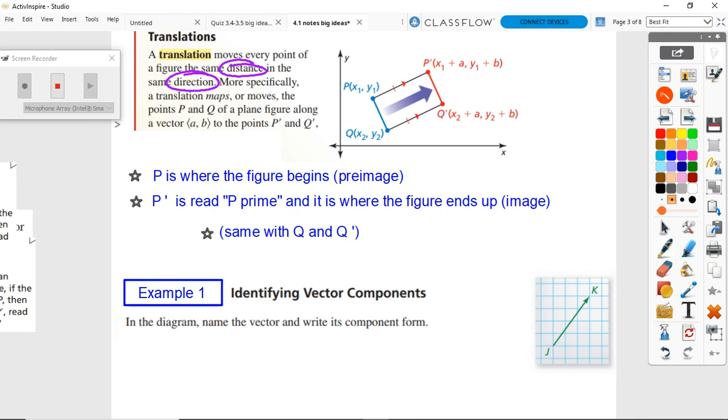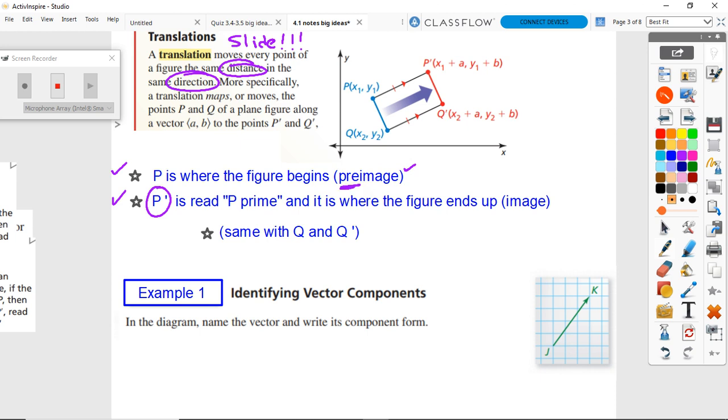And a translation we think of as a slide to the left, or slide to the right. And I added some notes in here that actually weren't in our textbook, because it gets kind of confusing. When you see P, like a normal letter P here, is where the figure begins. That's the pre-image. And then P prime, when you see that notation, that's what they refer to as prime, and that's kind of where the figure ends up. And we call that the image. So you have an image of where it ends up and a pre-image where it starts. And the prefix there should help you out. The pre-image is the beginning.